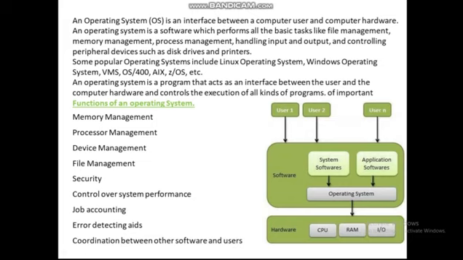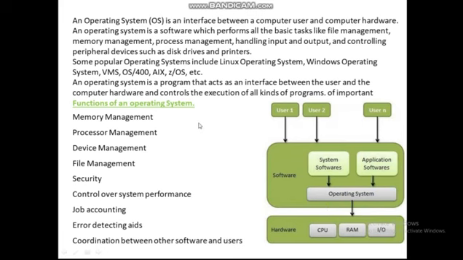Coming to the operating system, the operating system acts as an interface between the user and the hardware. Hardware is the CPU, RAM, and input-output devices, while software we have already described. Users work on programs, and the interface between the software and the hardware is provided by the operating system, and it controls the execution of all kinds of programs.